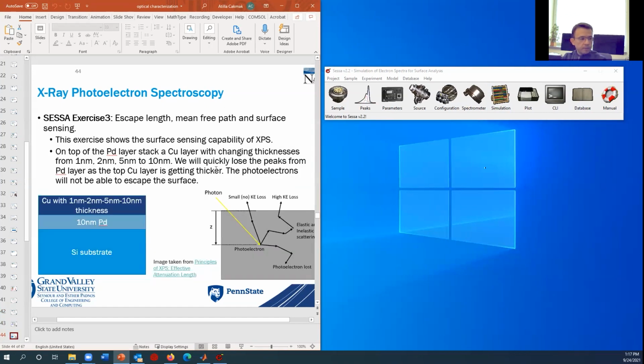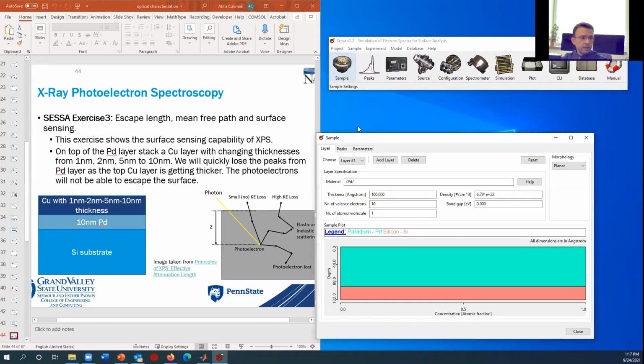We can appreciate what kind of a surface characterization method this is. So we can keep our 10 nanometer palladium, but then we can start adding copper. I'm just adding another layer and replacing that with copper. My copper could be, first, just 1 nanometer. So what is this now? I have 1 nanometer of copper at the top, palladium 10 nanometer underneath, and silicon underneath that too.